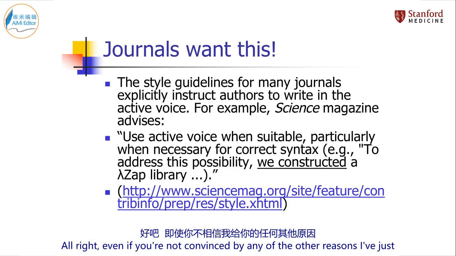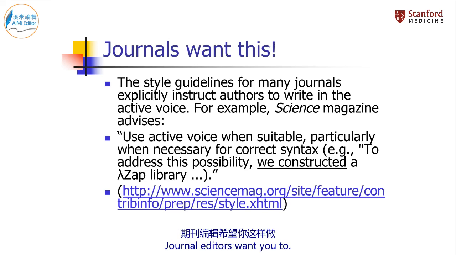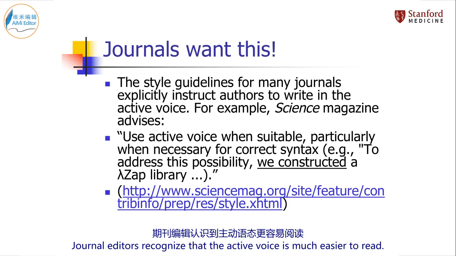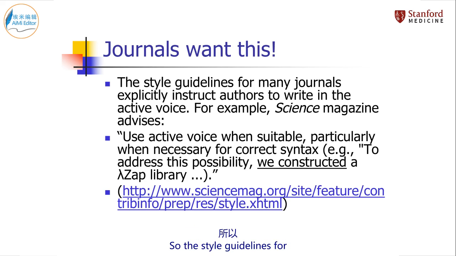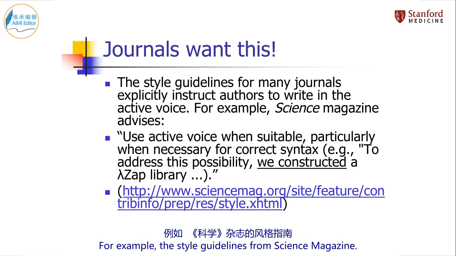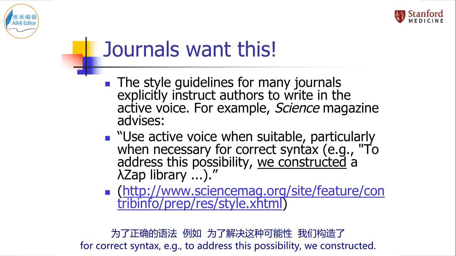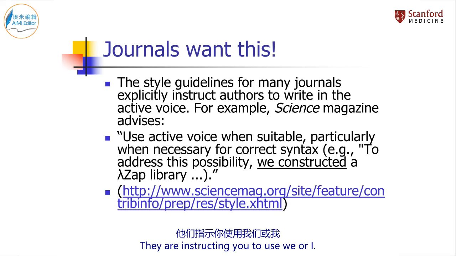All right, even if you're not convinced by any of the other reasons I've just given you, here is a very practical reason why you should use we and I. Journal editors want you to. Journal editors recognize that the active voice is much easier to read, and they want people to read their journals. So the style guidelines for many journals explicitly tell you to write in the active voice. For example, the style guidelines from Science magazine say right there, use active voice when suitable, particularly when necessary for correct syntax, e.g., to address this possibility, we constructed. They are instructing you to use we or I.